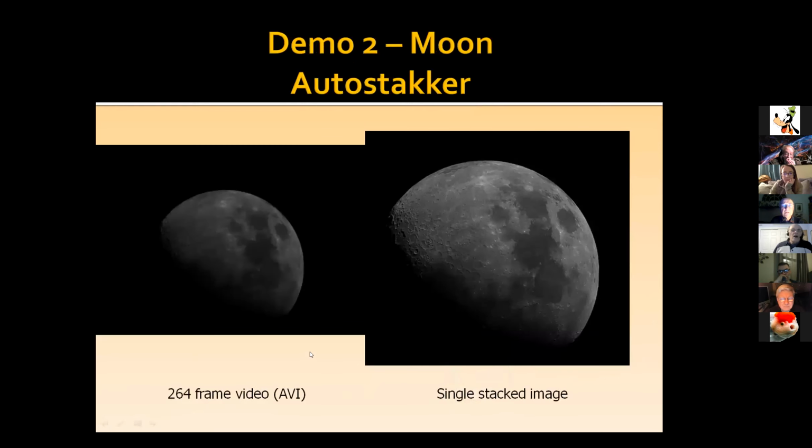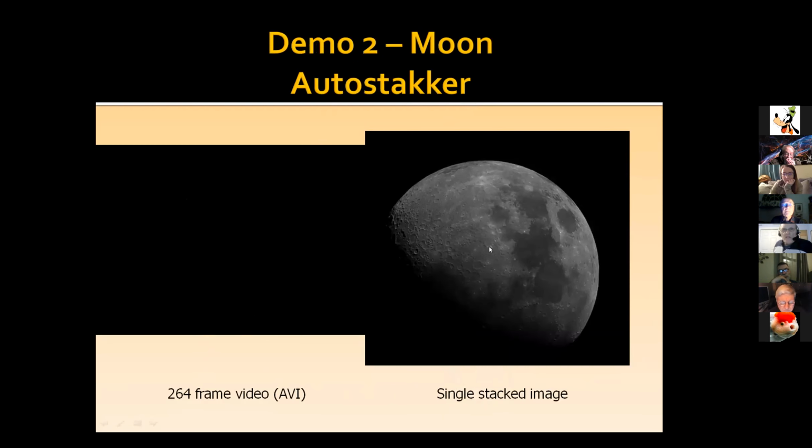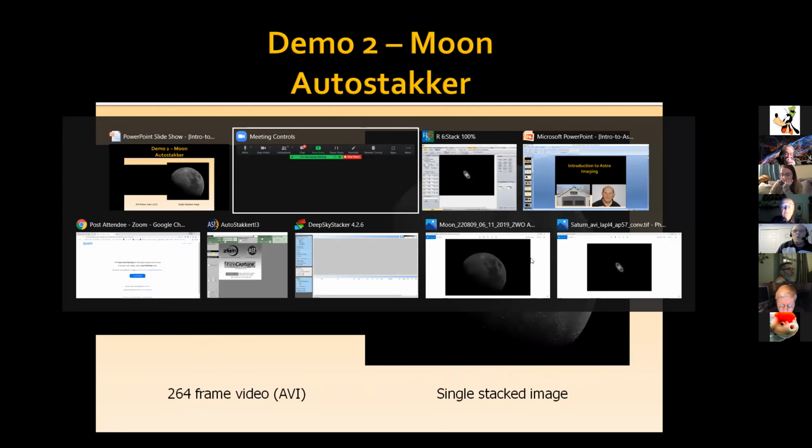Oops, okay. Now I'm going to do a demo of AutoStakkert. This is another little video that I took of the moon. It's just 264 frames. And after I processed it with AutoStakkert, this is what it looked like. Okay, and now what I want to do is go to AutoStakkert.